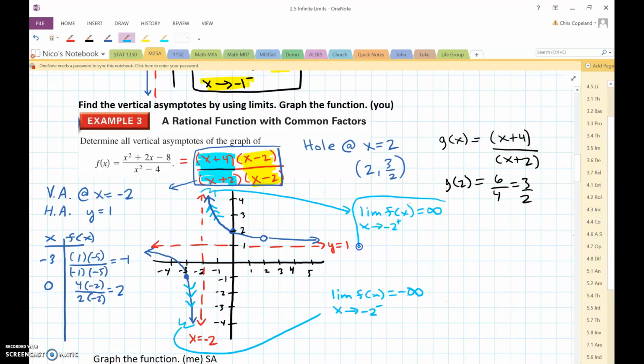This description of the one-sided limits here tells us that we have a vertical asymptote at x equals negative 2. The reason why is that as x approaches negative 2 from the right, it gives us infinity, and as x approaches negative 2 from the left, it equals negative infinity. So there has to be a vertical asymptote at x equals negative 2.